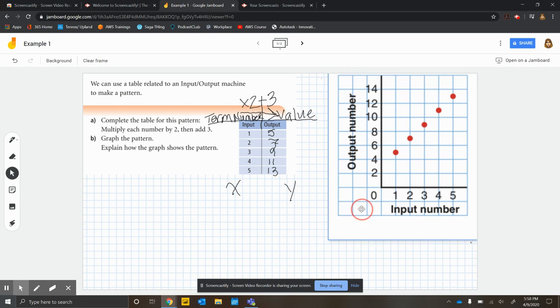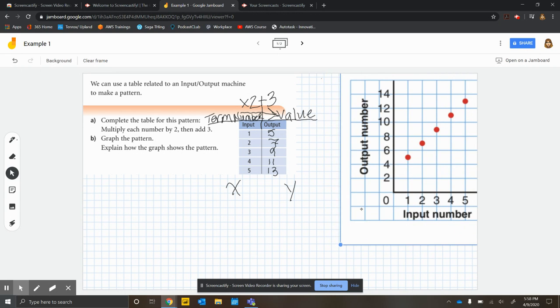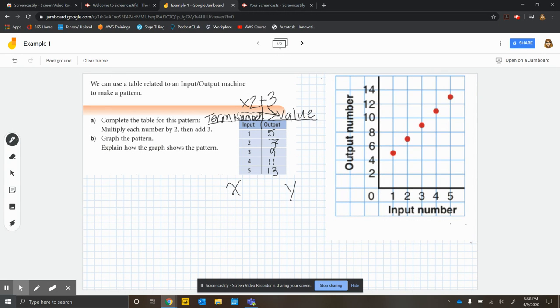We now have our input number, which is our X, and our output number, which is our Y. Looking at this pattern, it is an increasing pattern. It also is in a straight line.